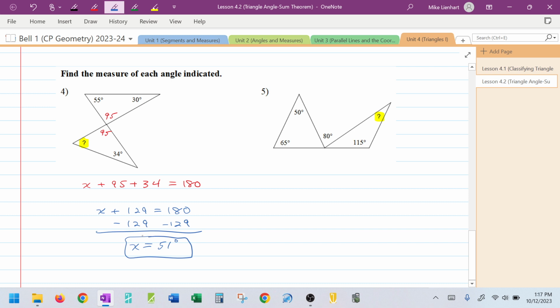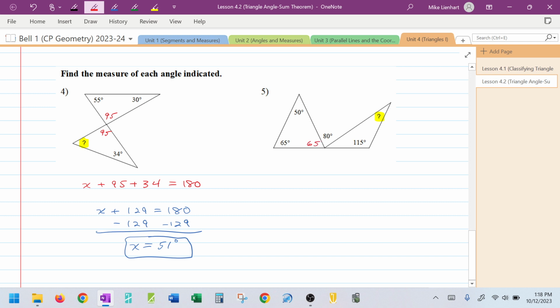Okay? Similarly, over in number 5, they want me to find this question mark, but I don't know enough. I don't know two of the other angles in this triangle. I have to first find that missing angle to be able to find the question mark. So let's see. I go to this triangle on the left. I know I have 50 and 65. So if I add them together, I get 115. And if I subtract that from 180, I learn that this is 65 degrees.